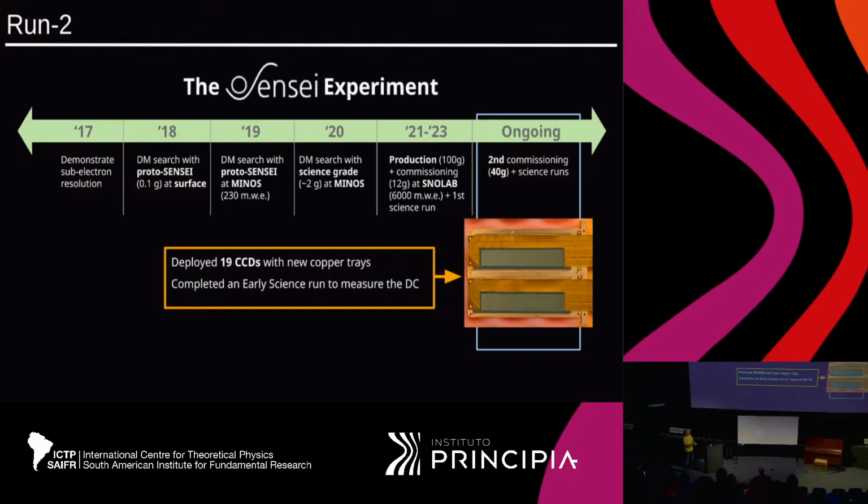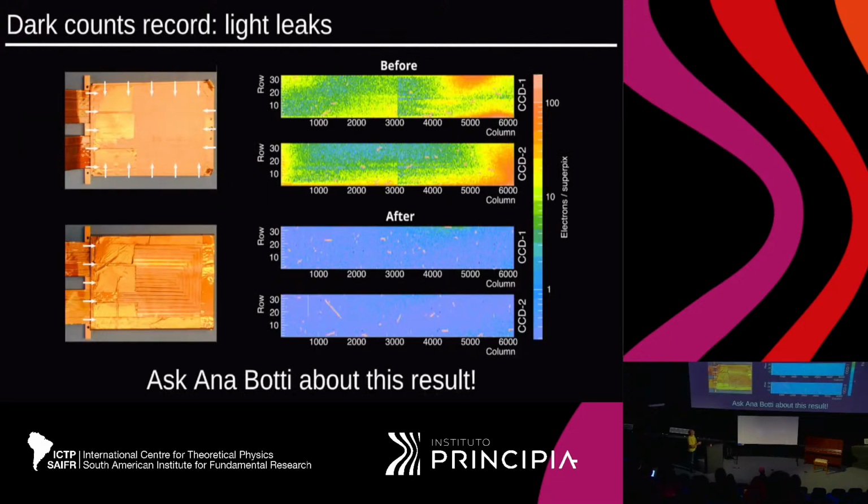So the second science run, in which we are right now, we split into an early science run, in which we dedicated all our efforts to measuring and improving the dark count rate, and then a second part of the run in which we accumulate a big corpus of data in order to do a dark matter search, as I showed you before, okay, but with more mass and hopefully better and cleaner detectors.